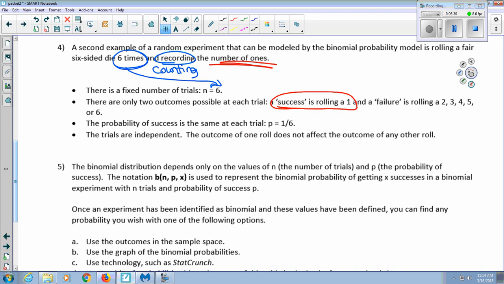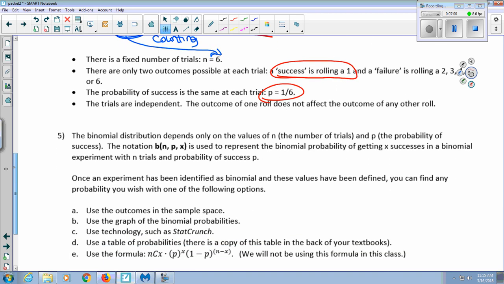We either roll a 1 or we don't roll a 1. The probability of success is the same. We're rolling a fair 6-sided die, which means the probability of rolling a 1 is 1/6. And the trials are independent. Again, the outcome of one roll does not affect the outcome of another roll. So this can be modeled by the binomial distribution.